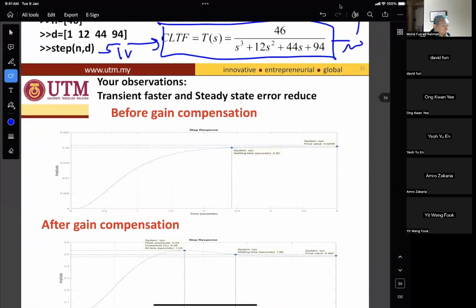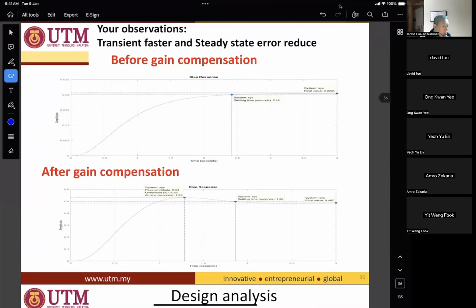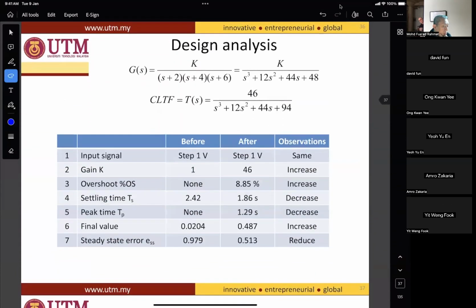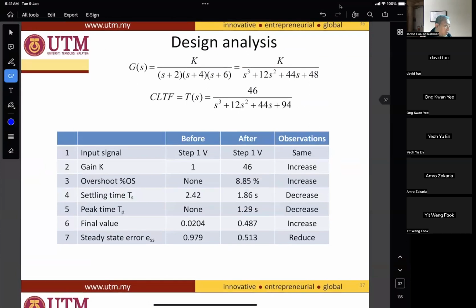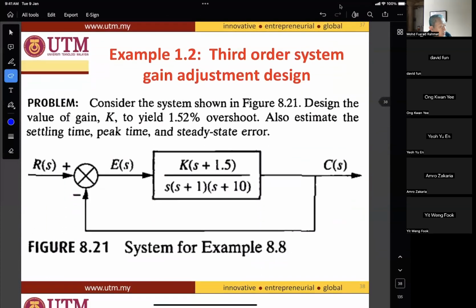So when we compare before gain compensation and after gain compensation, you can see that the graph squeezed to the left, which is faster in transient and reduces the steady state error. And then we do the analysis for before and after. Input signal same, gain changing from 1 to 46, overshoot none to 8.85, settling time reduced to 1.86, peak time 1.29, final value, which will give you smaller steady state error. So that is last week.